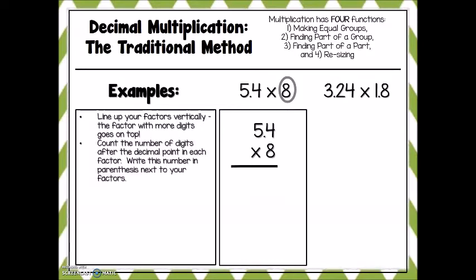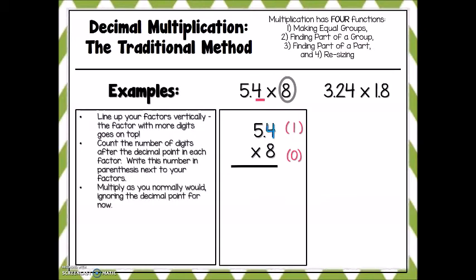You're going to count the number of digits after the decimal point in each factor and write that number in parentheses next to the factors. Okay, so what does that mean? Well, in 5 and 4/10, I have one digit, the 4, after the decimal point. In 8, I don't have any digits after the decimal point because it's a whole number. So I'll put a 1 next to 5 and 4/10 because there's one digit after the decimal point, and a 0 next to the 8 because there are no digits after the decimal point.